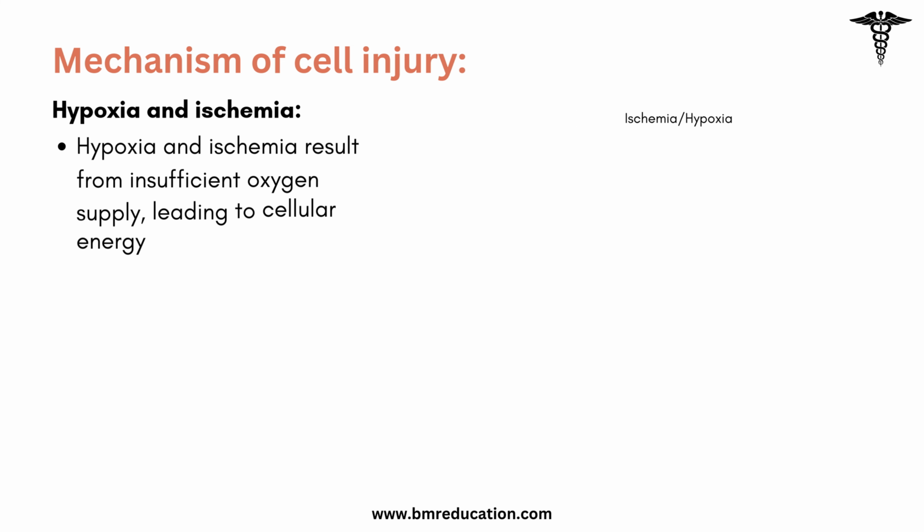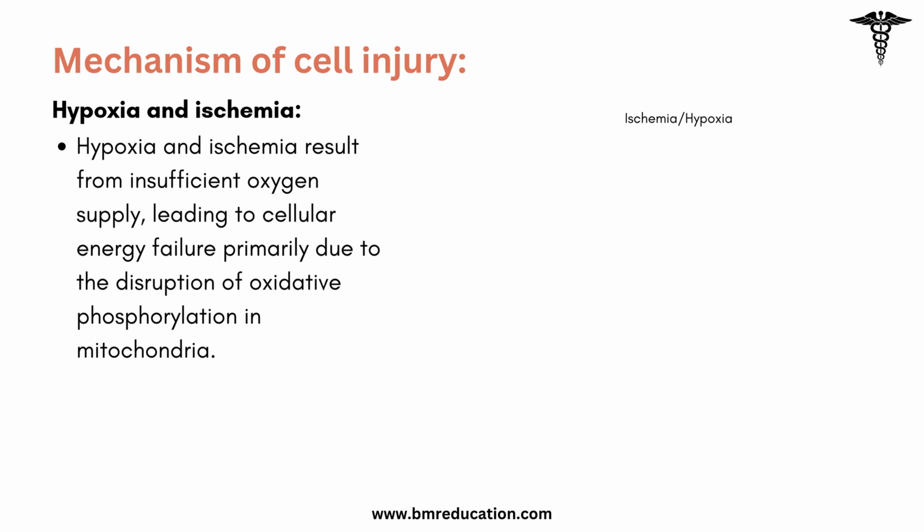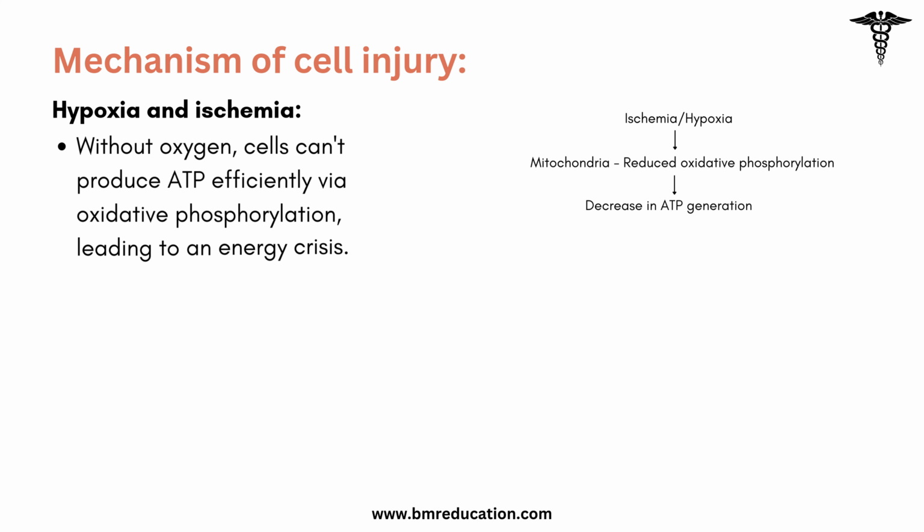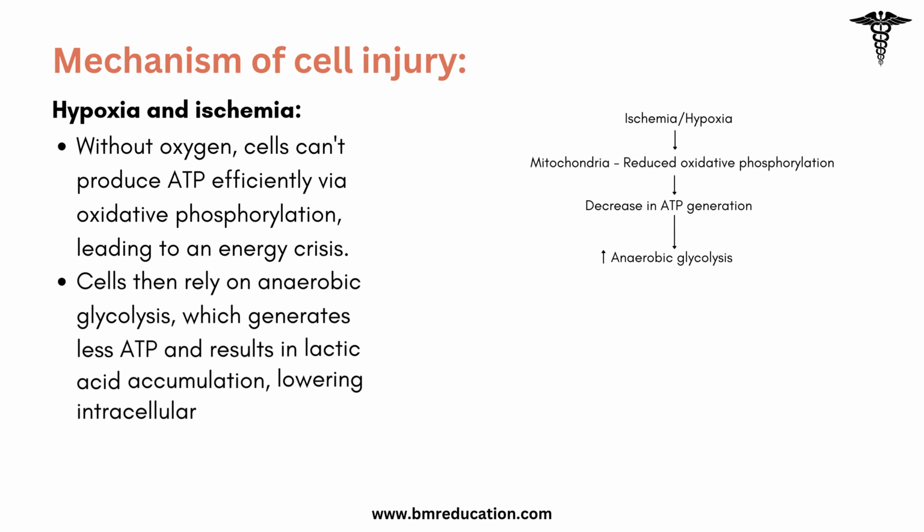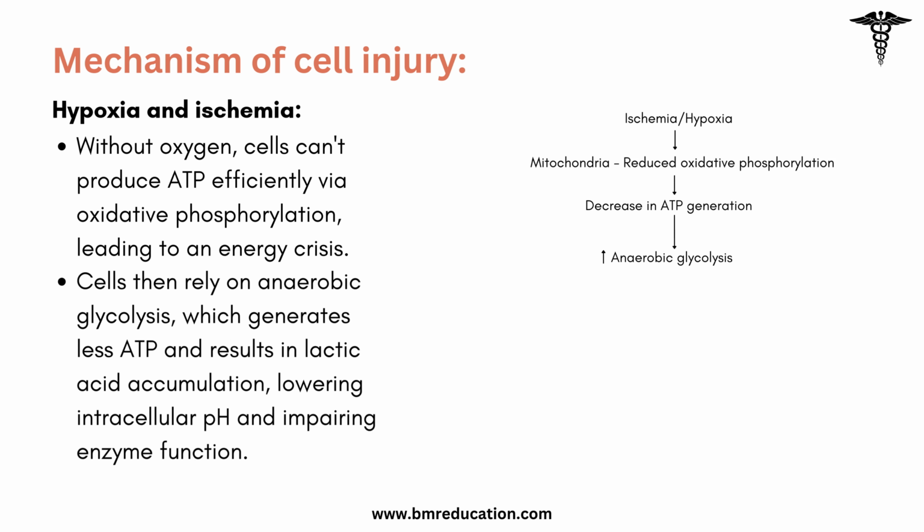Hypoxia and ischemia result from insufficient oxygen supply, leading to cellular energy failure primarily due to the disruption of oxidative phosphorylation in mitochondria. Without oxygen, cells can't produce ATP efficiently via oxidative phosphorylation, leading to an energy crisis. Cells then rely on anaerobic glycolysis, which generates less ATP and results in lactic acid accumulation and decreased glycogen, lowering intracellular pH and impairing enzyme function.